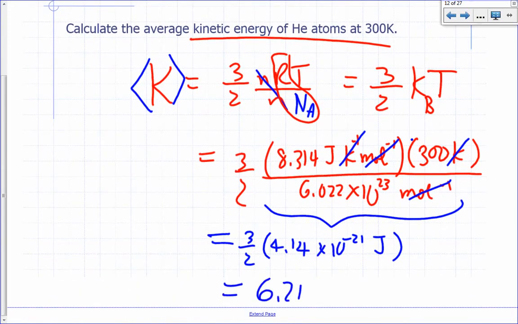Okay? So that's kind of a small number in joules. That's of course because you're dealing with energy on a per atom basis. So a single atom's not going to have much energy.